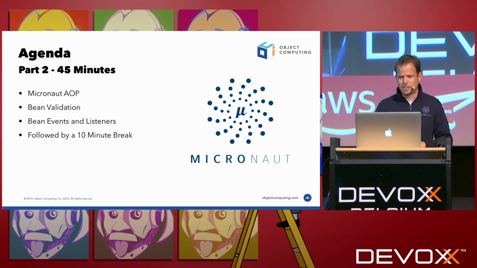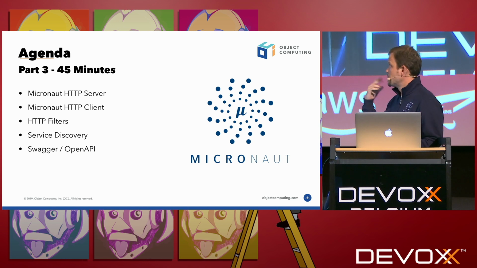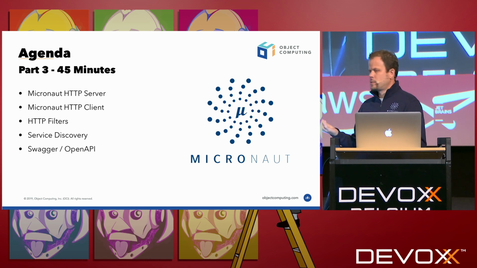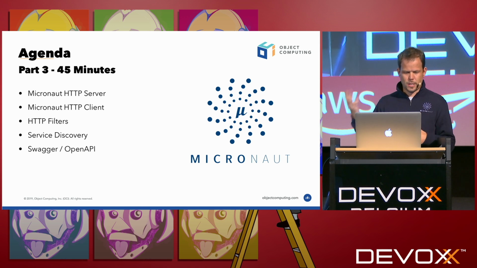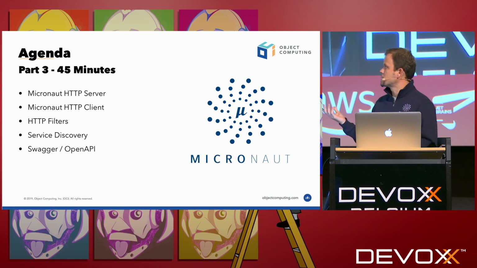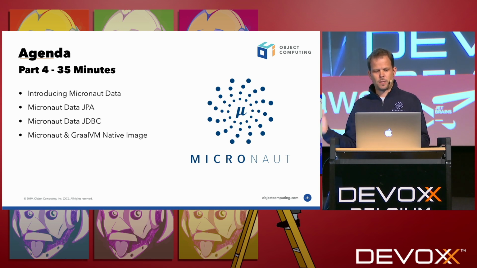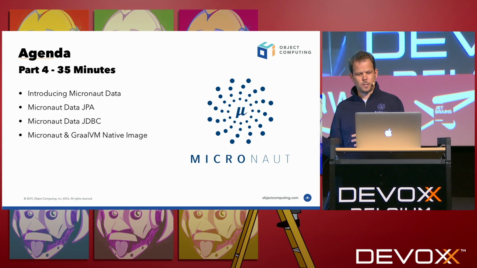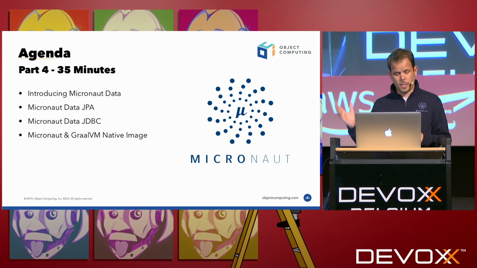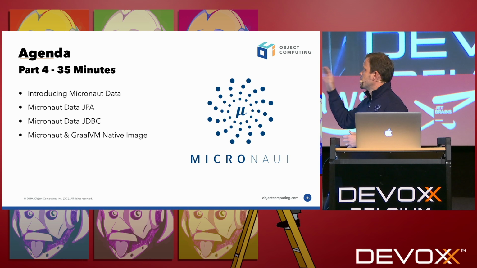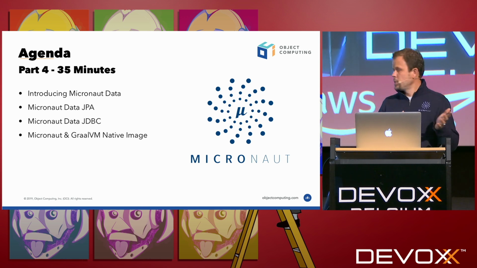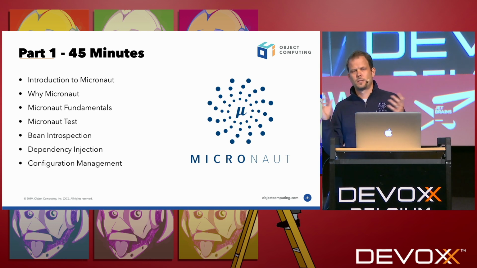And following that, we will get right into the more server-y HTTP REST side of Micronaut and how that works: the HTTP server, the HTTP client, the filters, service discovery, how it works with Swagger. And finally, in part 4, we will have a brief introduction to a new project that's part of the Micronaut ecosystem, which is Micronaut Data. We'll look at how it works with JPA, JDBC, and also integrates nicely with GraalVM native images. So let's get started straight away with part 1, with the intro.